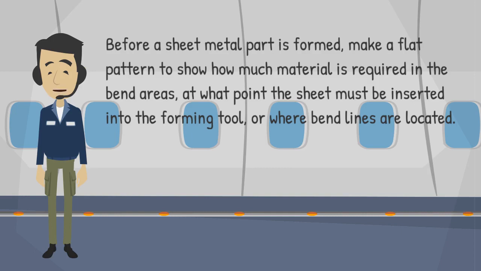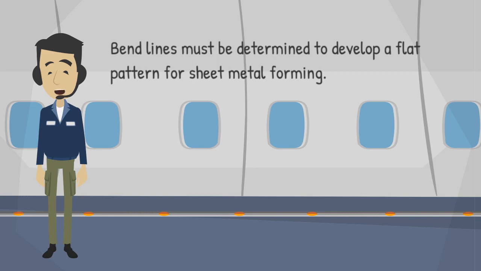Before a sheet metal part is formed, make a flat pattern to show how much material is required in the bend areas, at what point the sheet must be inserted into the forming tool, or where bend lines are located. Bend lines must be determined to develop a flat pattern for sheet metal forming.